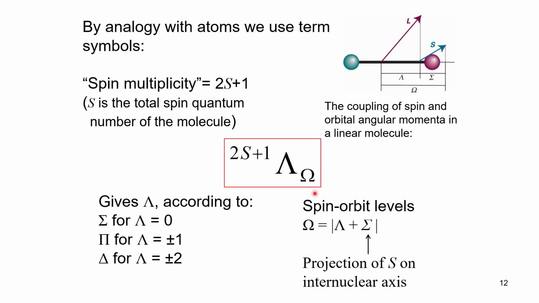Next is the subscript. The subscript is due to the effect of spin-orbit coupling. So omega refers to the coupling of the spin and the orbital angular momentum in the linear molecule, with reference to the internuclear axis. We have the orbital angular momentum quantum number with reference to the internuclear axis plus the spin of the electron with reference to the internuclear axis. Therefore, this is the molecular term symbol for a linear molecule.